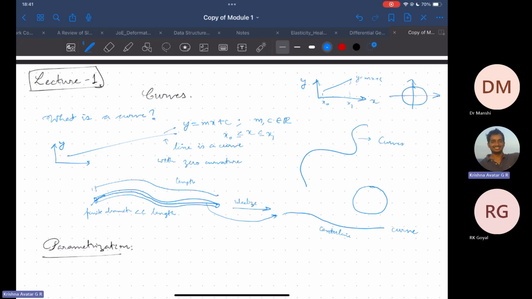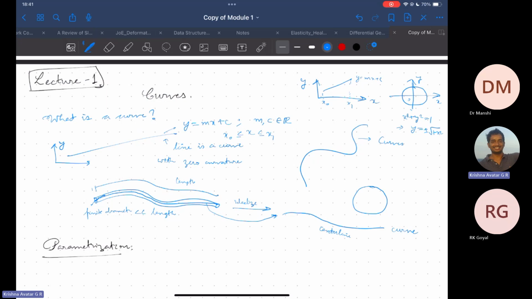So a circle of unit radius with center at the origin can be written as x squared plus y squared is equal to 1. But the thing is, when we try to express y explicitly in terms of x, we write it as plus or minus the square root of 1 minus x squared, and it becomes so difficult.